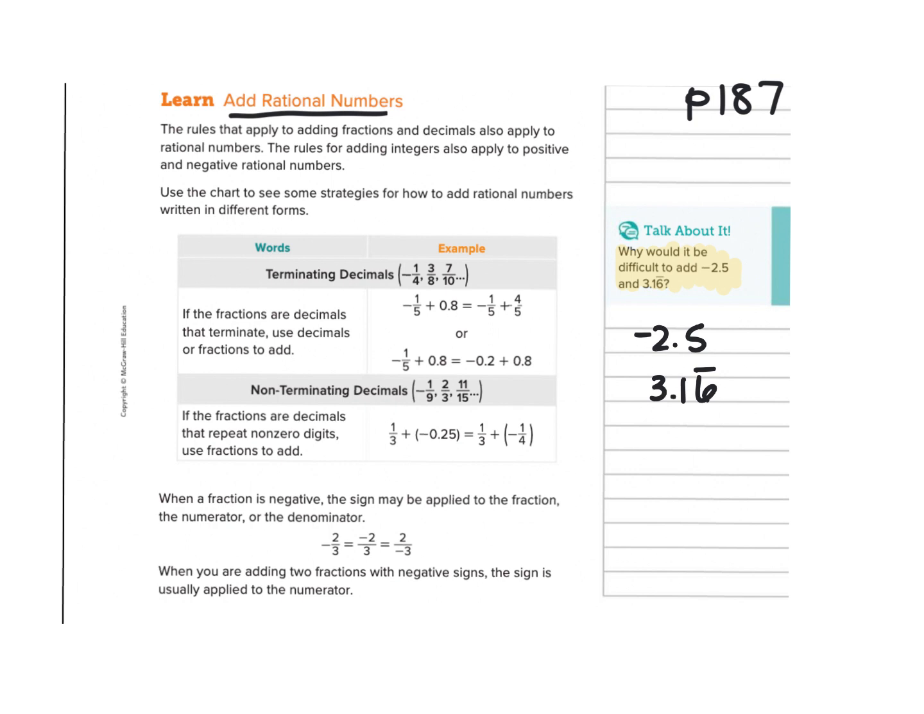All right, this would definitely be difficult to add because that number just keeps going on and on forever. So this would be a little bit difficult to add. So here are some little tips for when you are adding rational numbers. If you have decimals that end or terminate, like 0.8 or negative 0.2, it's easier to change fractions to decimals and add.